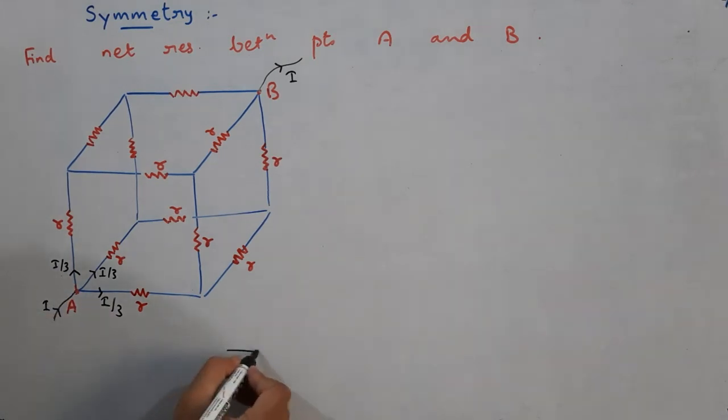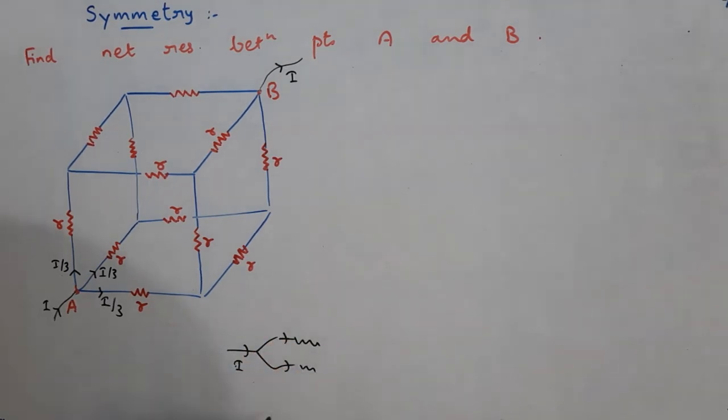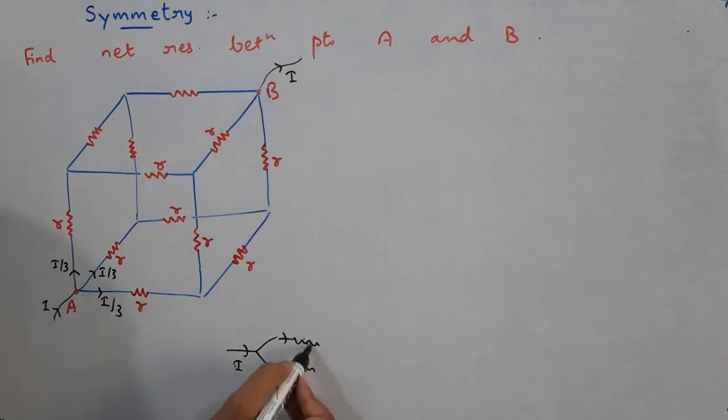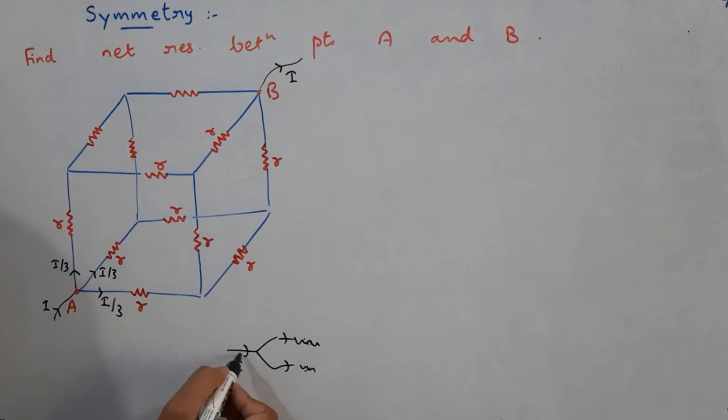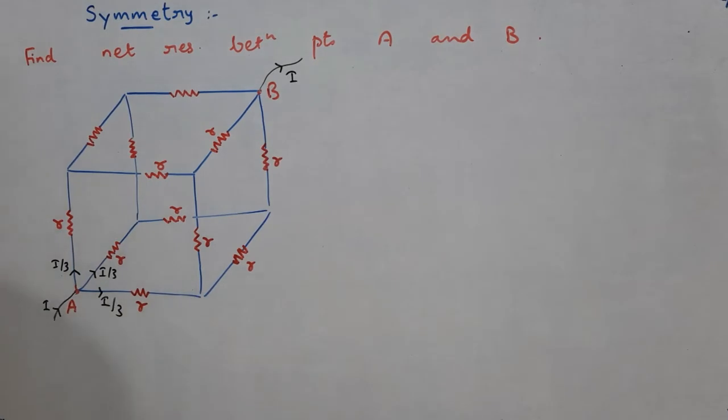See, if I have 2 paths, this is current I, and here resistance is more, here resistance is less. If resistance is more, current will be less. And if resistance is less, current will be more. But if both the resistances are same, then that means there is symmetry. And because there is symmetry, this current I will divide equally in both of them. So here also current will be I by 2, here also current will be I by 2. It is this which I want to make you understand.